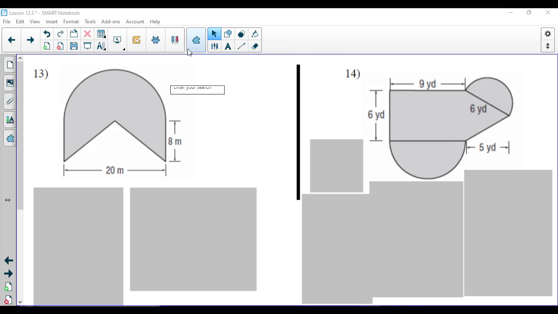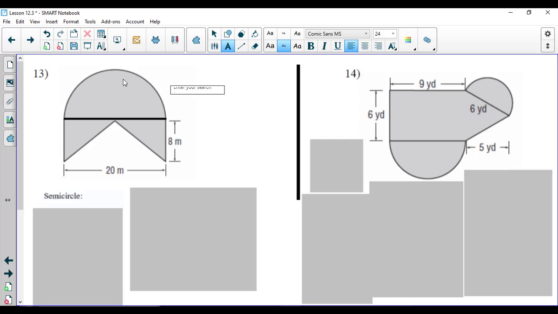So in question number 13, I kind of have what looks like a Pac-Man shape, and the way I'm going to split this up is by drawing a horizontal line to create a semicircle or a half circle, and then two triangles. The two triangles happen to be congruent, meaning they're equal to each other. So let's start with region 1, which is going to be the semicircle. So I'm going to go ahead and label this as region 1.